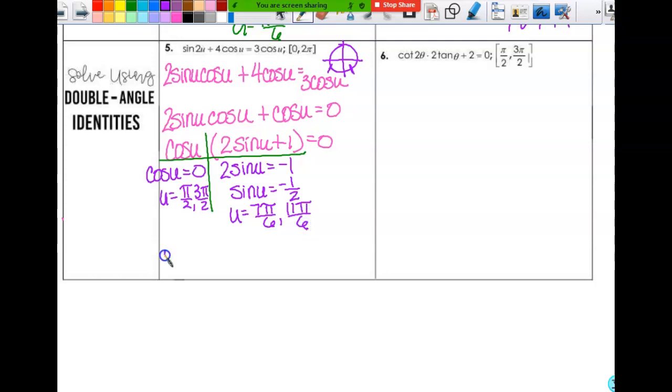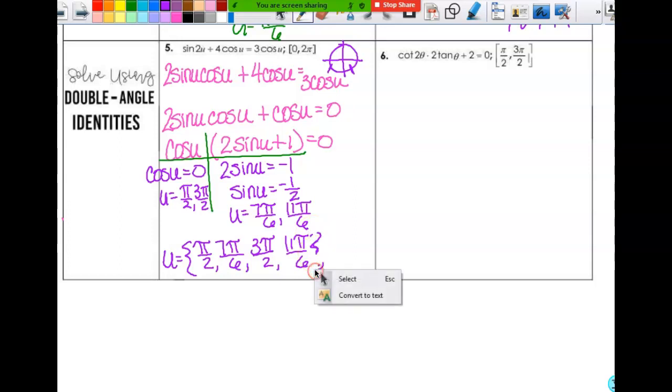Then I'm going to put them all together in order. That means I would start with pi halves. Then my next one would be 7 pi 6. Then, oh, well, that makes no sense. My brain and my hand don't always agree. Oh, come on. 7 pi 6, and then I'd have 3 pi halves, and then 11 pi 6. So go ahead and, there we go. 7 pi 6, 3 pi halves, 11 pi 6. And that's my answer.